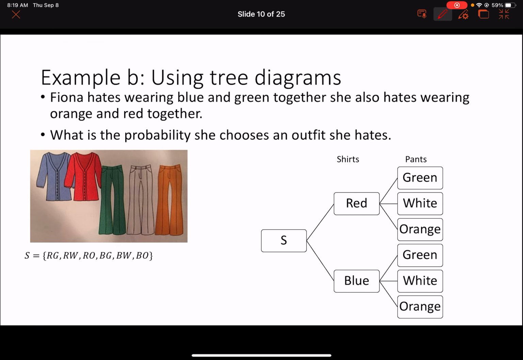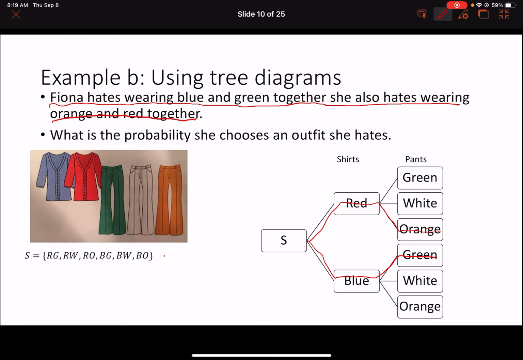What is the probability she chooses an outfit she hates? Fiona hates wearing blue and green together. She also hates wearing orange and red together. So Fiona hates wearing blue and green, and she hates wearing orange and red.